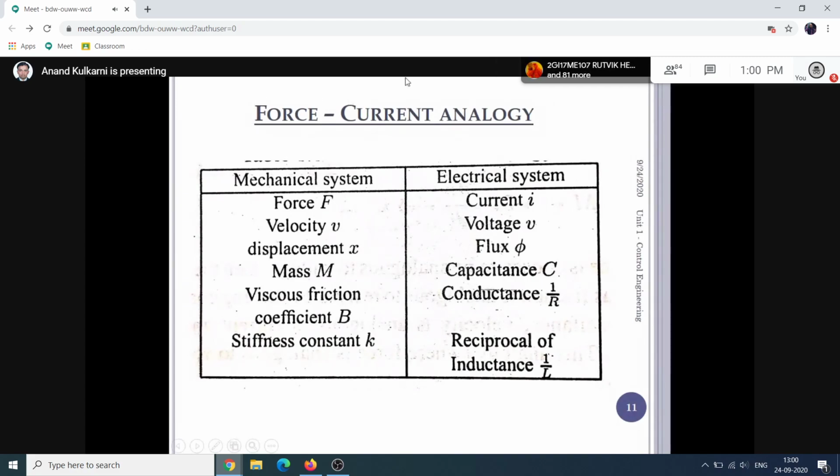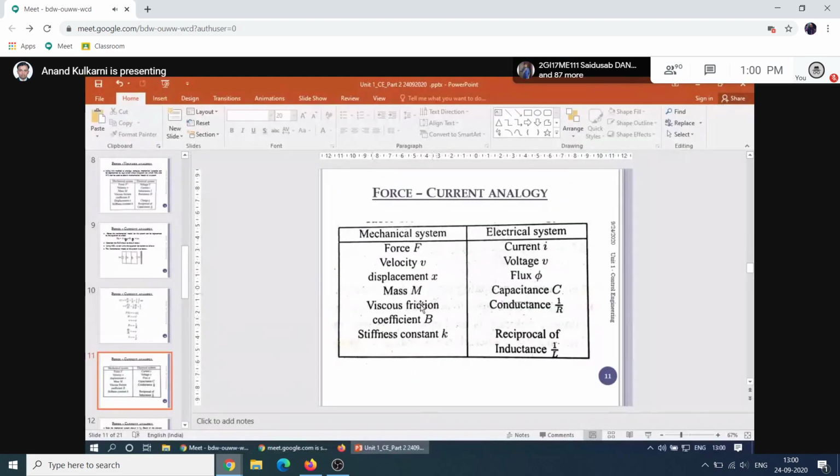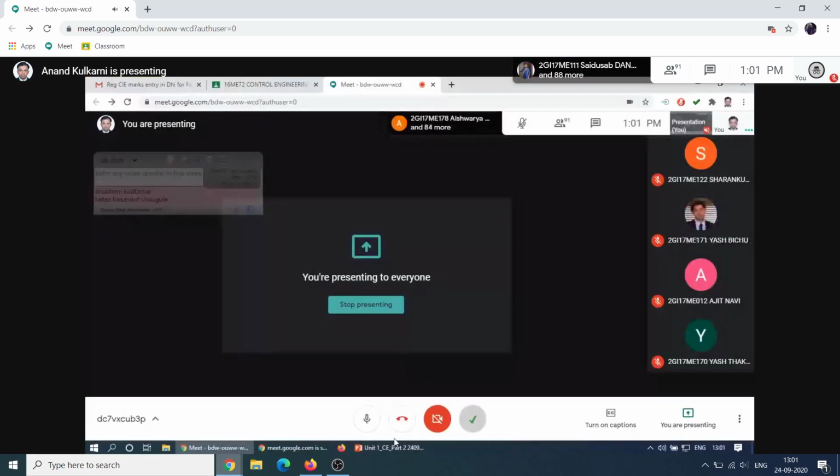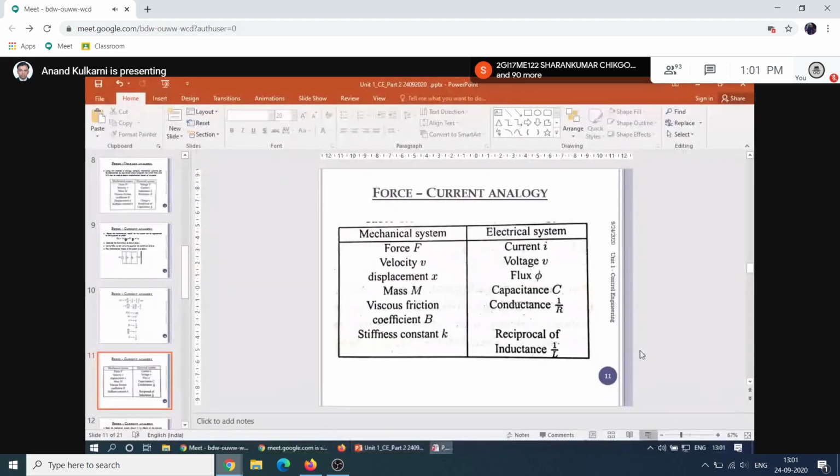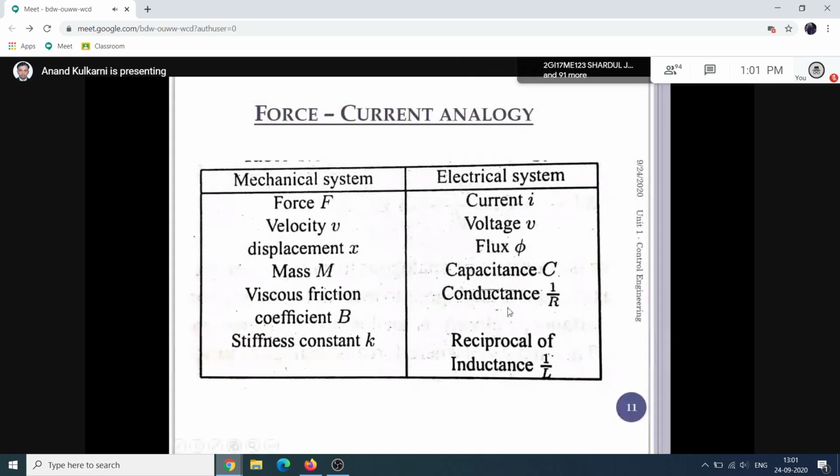Just take down the force current analogy, write it as force current analogy, and copy down this table. For those who are still joining or coming late, just observe this table. I request everybody to copy down or note down this table. Do it quickly. You write only like this: F is force, I is current, velocity.